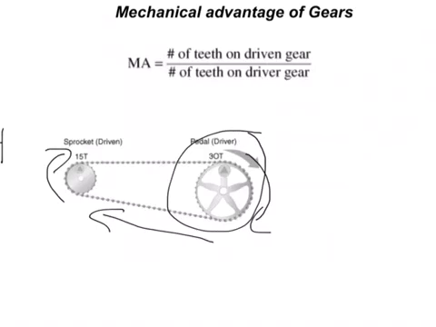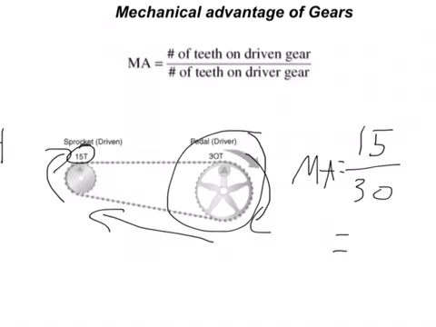The one that you move, the driver gear, has 30 teeth. So mechanical advantage equals 30 goes on the bottom, because that's your driver gear, the one you move, and the one that's driven is the smaller one in the back that has 15 teeth. So the driven gear goes on top. In this case, 15 divided by 30 is 1/2. So the mechanical advantage of this bicycle is 1/2.